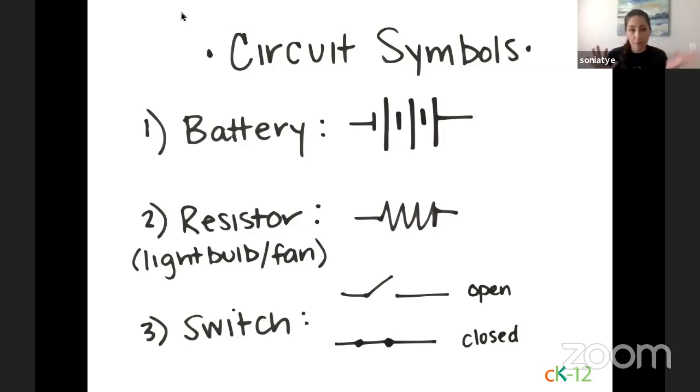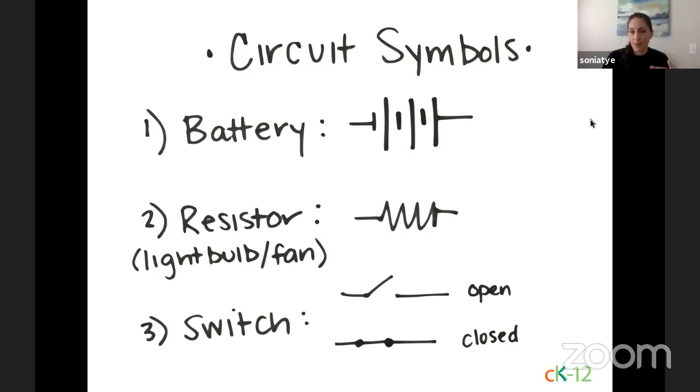So there's three important symbols that we can use to represent the parts of a circuit. The first one there is a battery symbol. So it's like tiny line, long line, short line, long line, short line, long line. That is the battery. And remember, the battery provides the energy source in our circuits, okay?